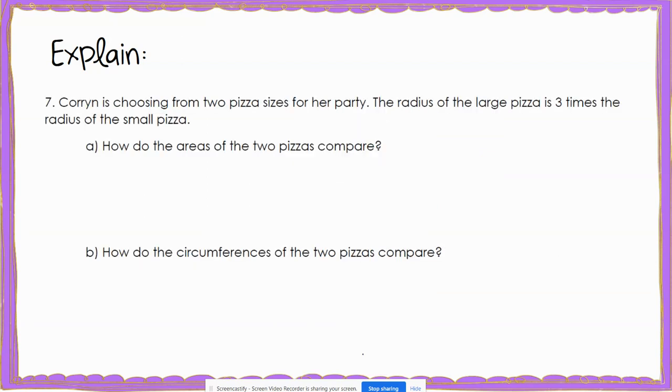Now let's look at number 7. Corinne is choosing from 2 pizza sizes for her party. The radius of the large pizza is 3 times the radius of the small pizza. So how do the areas of the 2 pizzas compare?